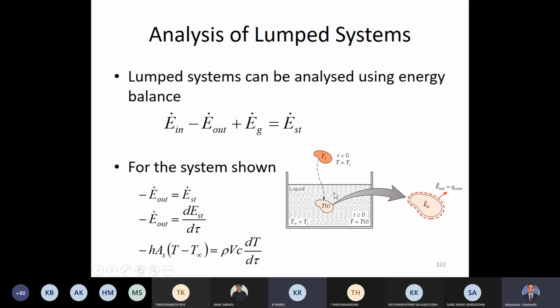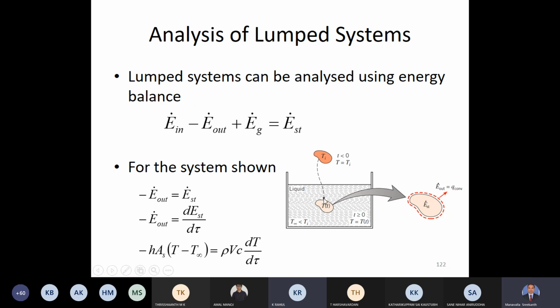Now you see here, when you drop a hot piece of metal in a liquid, the energy is actually leaving the surface because heat energy transfers from high temperature to low temperature. So heat actually transfers from inside to outside. So this term E out will be there.